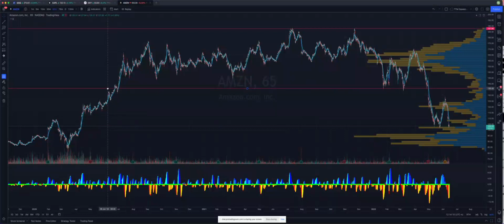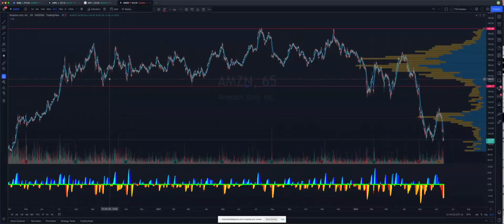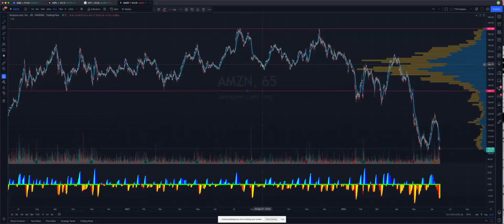The further we come out, we can actually tighten this up, because the volume profile is dynamic. It's going to show me the volume profile levels for whatever portion of the chart I'm looking at. So this chart goes all the way out to late June of 2020, so it's going to give me all of the volume profile information from that point forward.